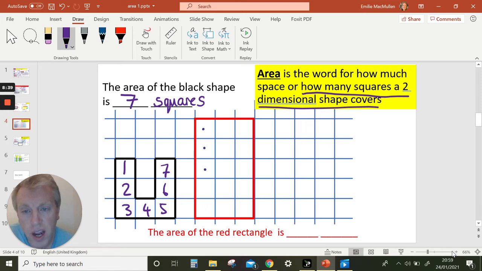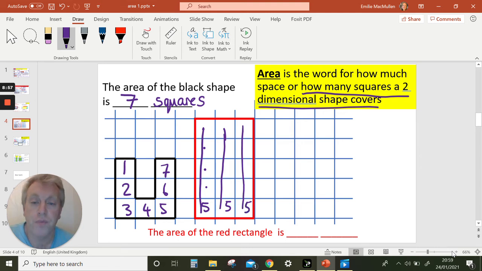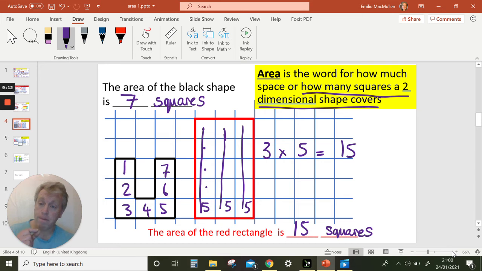The area of the red rectangle: 1, 2, 3, 4. Okay, the first column is 5. Then another 1, 2, 3, 4, another 5. And another 5. 3 lots of 5s, isn't it? 3 times 5, 15 squares. Sometimes we can use multiplication, can't we? Sometimes for these rectangles, if it's always the same number in a row or a column. The area of the rectangle is 15 squares.